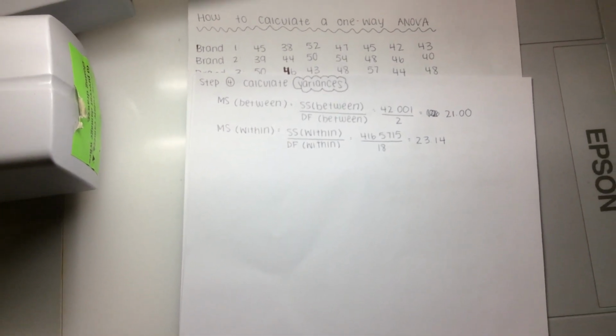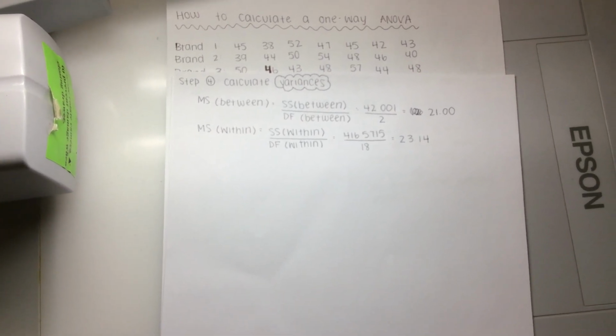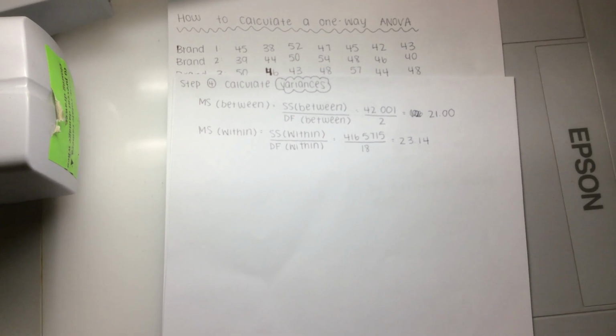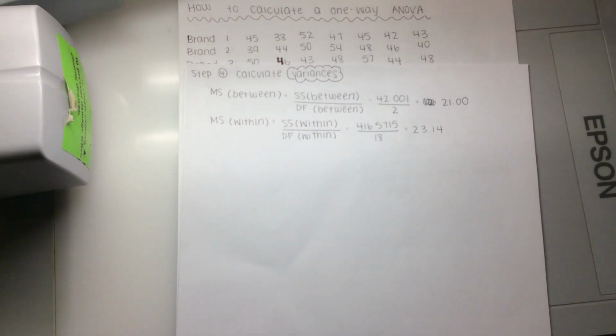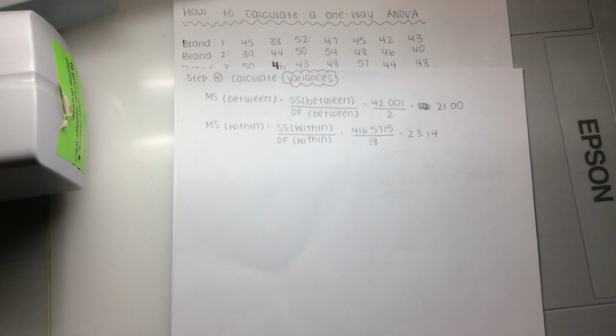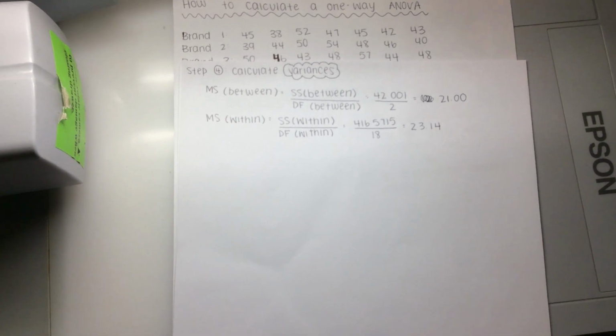Next, we will calculate the variances for step 4. The variance between equals the sum of squares between divided by the degrees of freedom between, or 42.001 divided by 2, which equals about 21. The variance within is equal to the sum of squares within divided by the degrees of freedom within, which equals 416.5715 divided by 18, which equals 23.14.